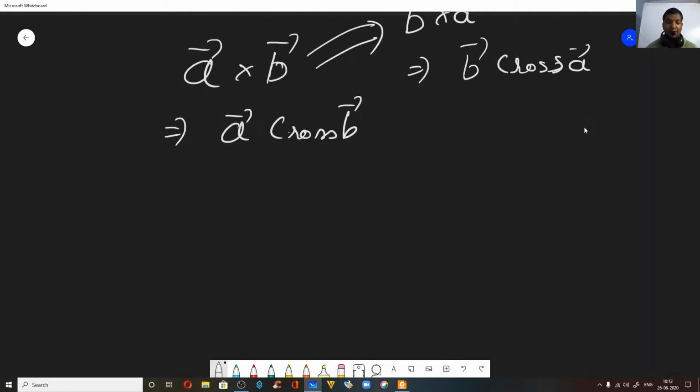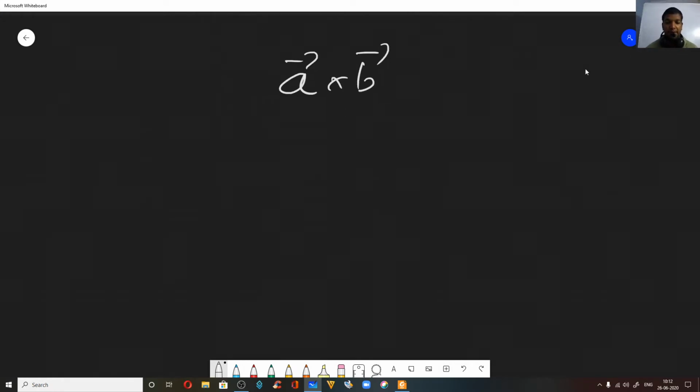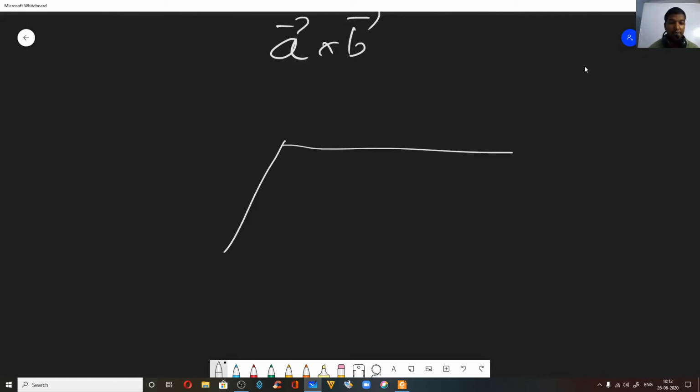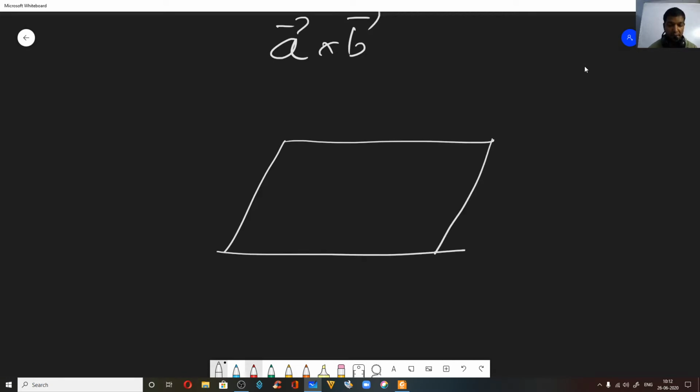So when I say A cross B, imagine vector A and vector B both in a horizontal plane. At least you can shift them so that they look like they are in a horizontal plane. This is vector A and this is vector B, and the angle between them is theta. We can also consider the reflex angle, so the angle between the vectors can be theta, otherwise 360 minus theta.